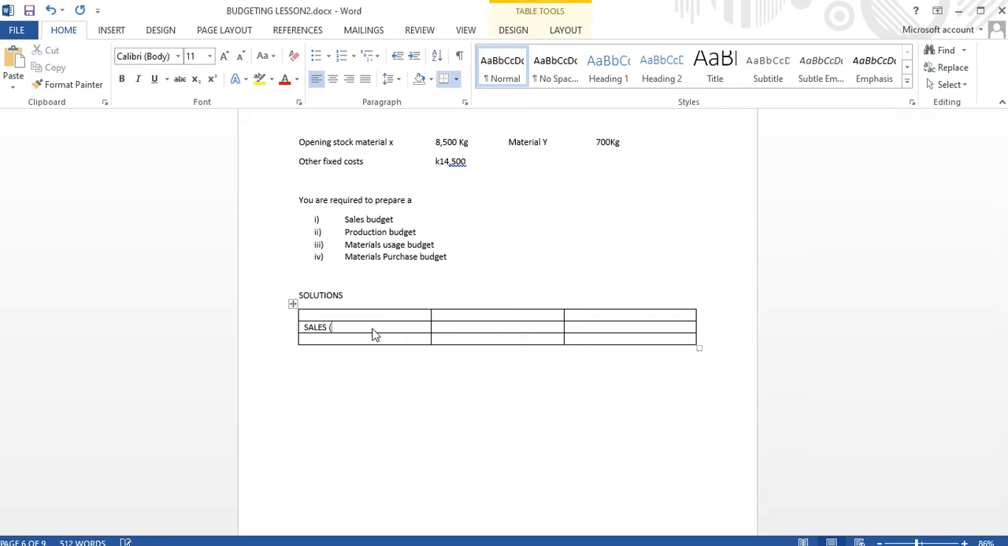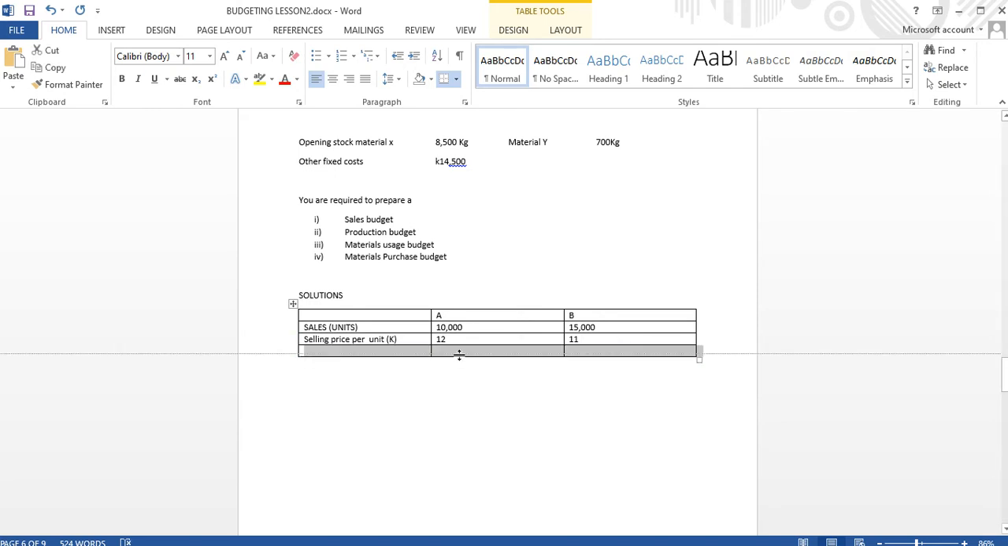Okay, so we have here sales in terms of units. Product A here and product B. Expect to sell 10,000 units for product A, 15,000 units product B. Put in our selling price per unit. Product A, that is 12 kwacha. Product B, that is 11 kwacha.